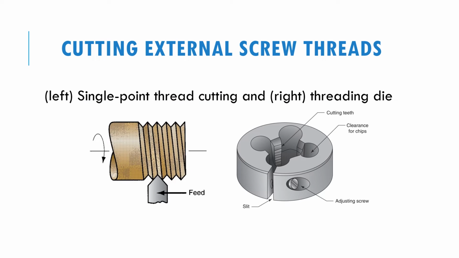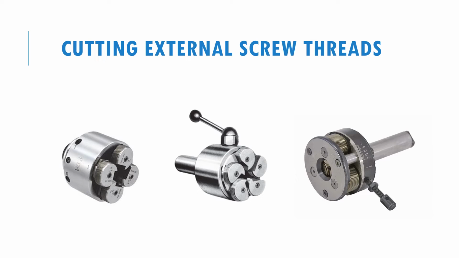The left side shows single point thread cutting, usually performed using the turning process. Another one is the threading die. This one is usually used in plumbing operations. There are a lot of types of threading die. We call it a thread chaser, like the one that we see in this picture. There are a lot of types of thread chaser, and these are some examples.